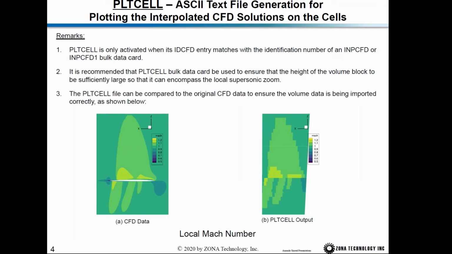local supersonic flow. If the height of the volume block is not big enough, and you use a PLOT CELL card, you can find out this problem. Then you have to increase the height of the volume block.